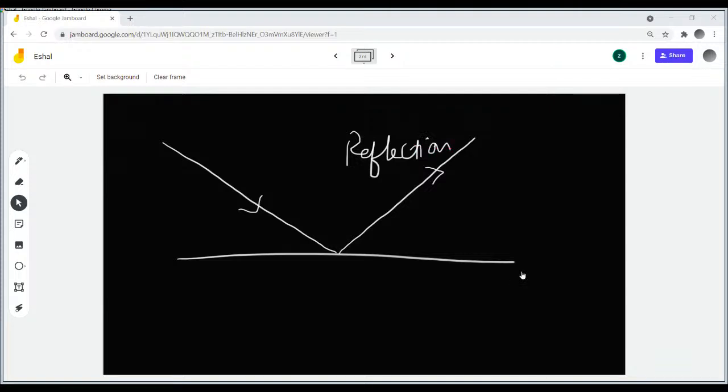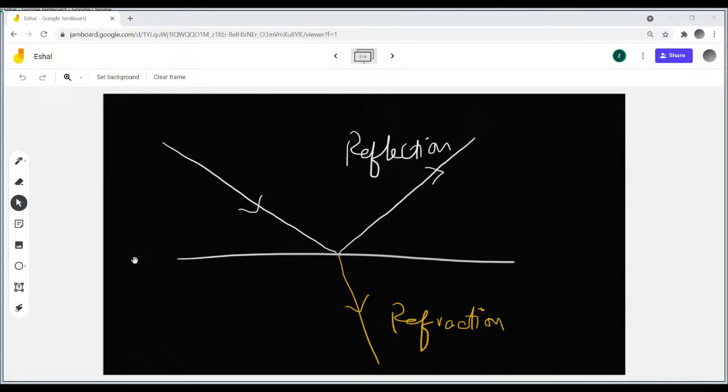But if this initial ray enters that second medium with a slightly changed path, that would be when a ray or a wave hits a particular object or a particular medium and changes its path in the new medium. This is refraction. Achha ji, reflection ho gaya, refraction ho gaya.